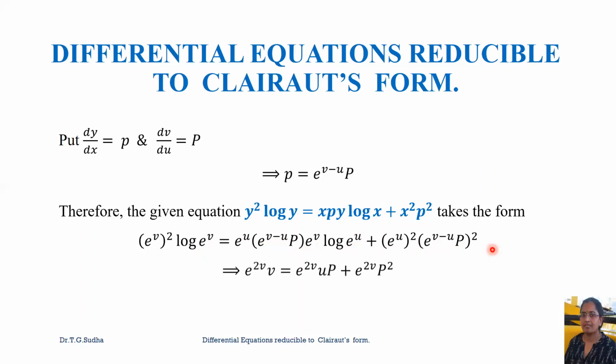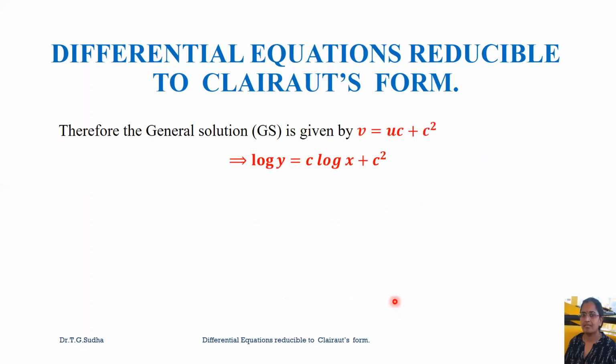Now let us simplify this. On simplification, we get e to the power of 2v into v, because log of e to the power of v is v, equal to e to the power of 2v into uP plus e to the power of 2v into P square. Throughout you can divide by e to the power of 2v, and we get v is equal to uP plus P square. And this is in the Clairaut's form. So replace capital P by C, a constant, to get the general solution. Therefore, the general solution is v equal to uc plus c square.